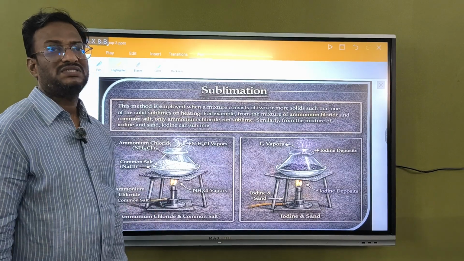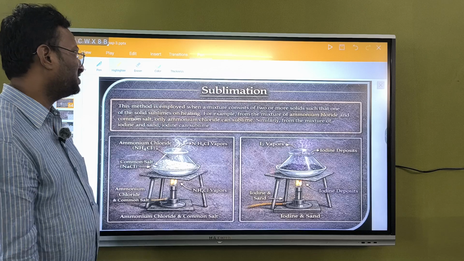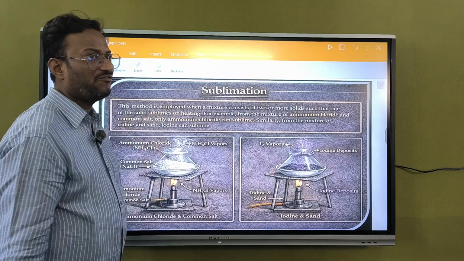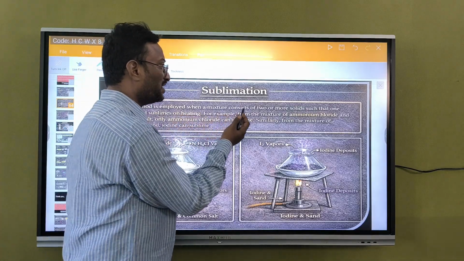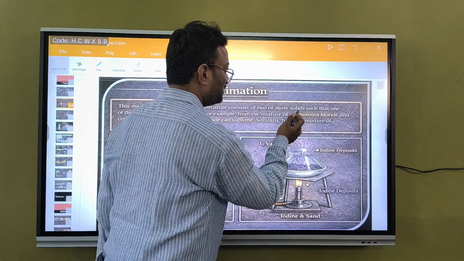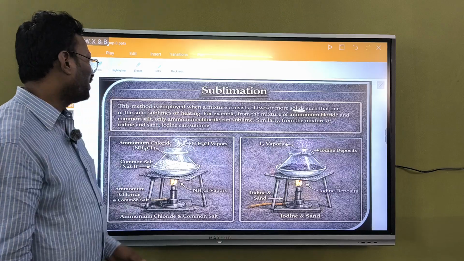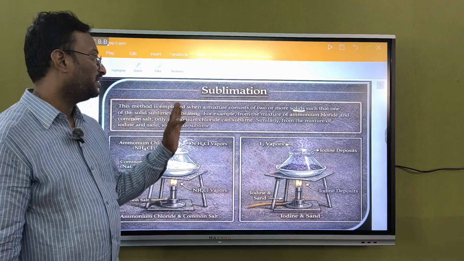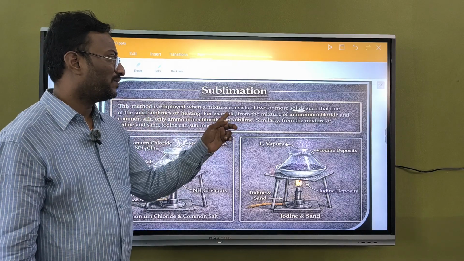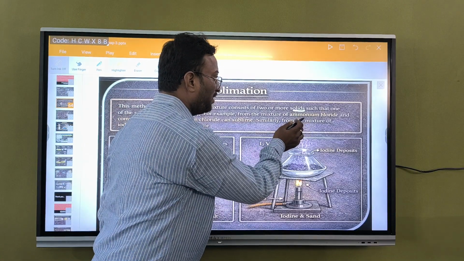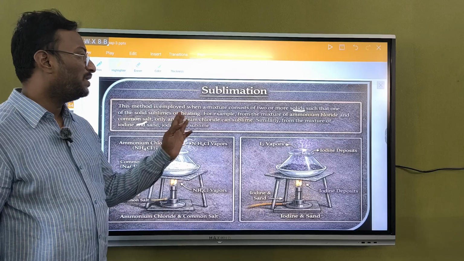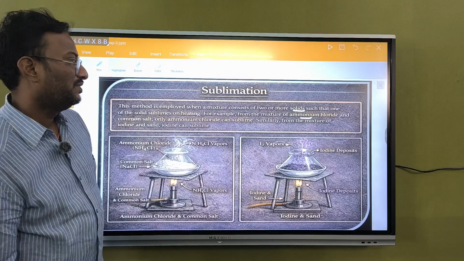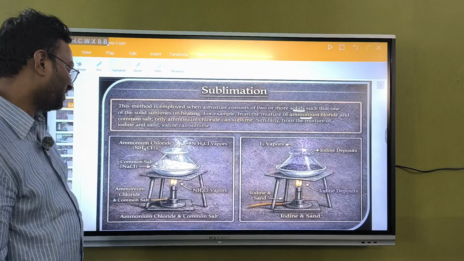Next process, sublimation. What is sublimation? Why do we have to use sublimation? This method is employed when a mixture consists of two or more solids such that one of the solids sublimes on heating. For example, from the mixture of ammonium chloride and common salt, only ammonium chloride can sublime. See now what happens here.